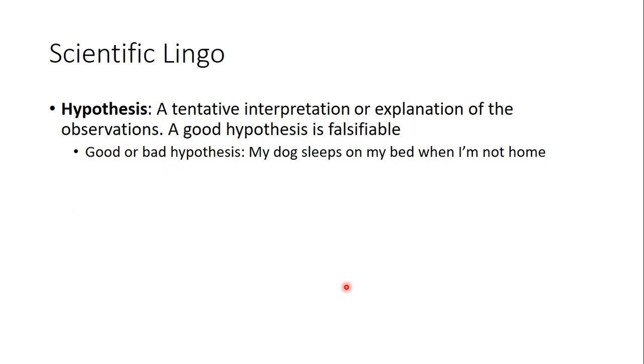Now, we have to get some different vocab down if we want to be scientists. And the first is just hypothesis. It's just kind of an interpretation or explanation of different observations. And any hypothesis must be falsifiable.